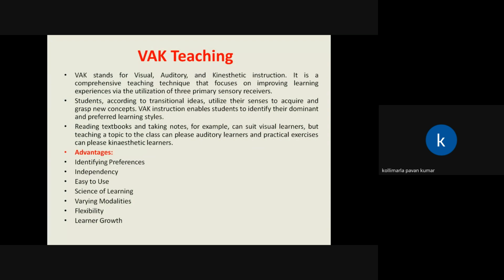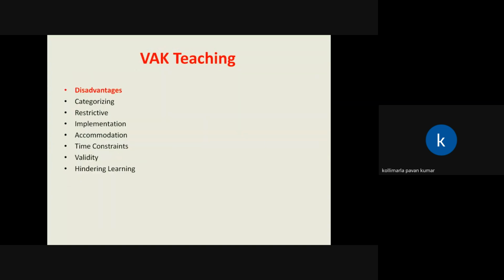By giving these different groups different techniques, they are able to learn independently. Then it is easy to use, and it is based on the science of learning. We can gain knowledge in varying modalities, and there is flexibility. Varying modalities means we can change versions, such as writing notes or typing, and in the case of video, audio, visual, text, or image. And next one, practicals by developing prototypes. And next one is learner growth, so we can increase the learning capabilities of each student.